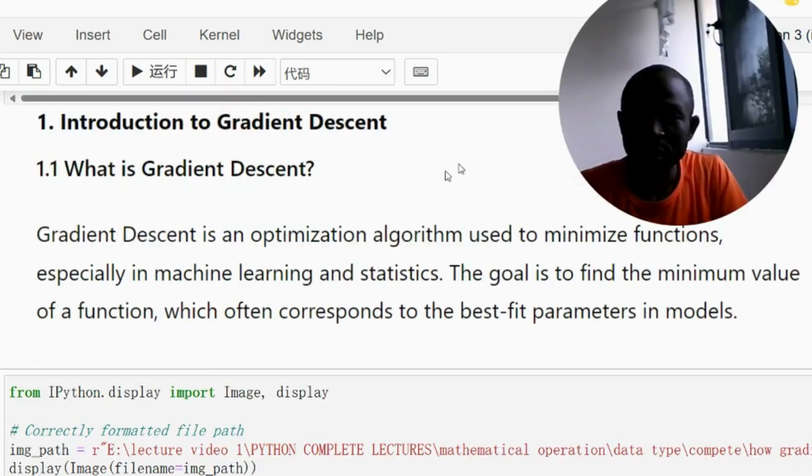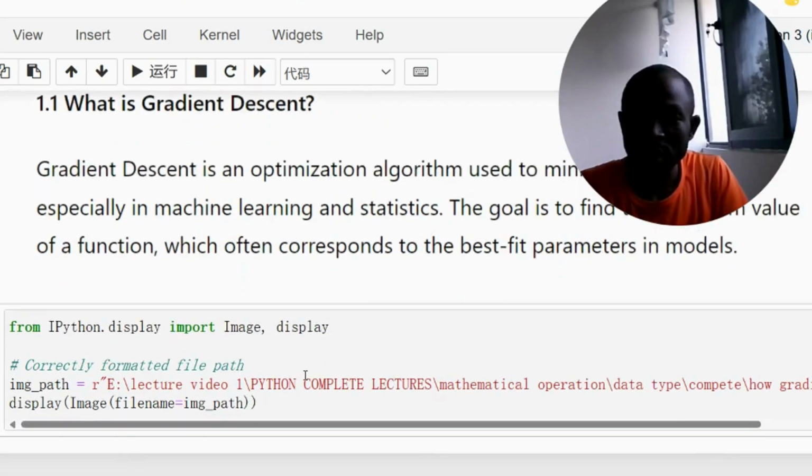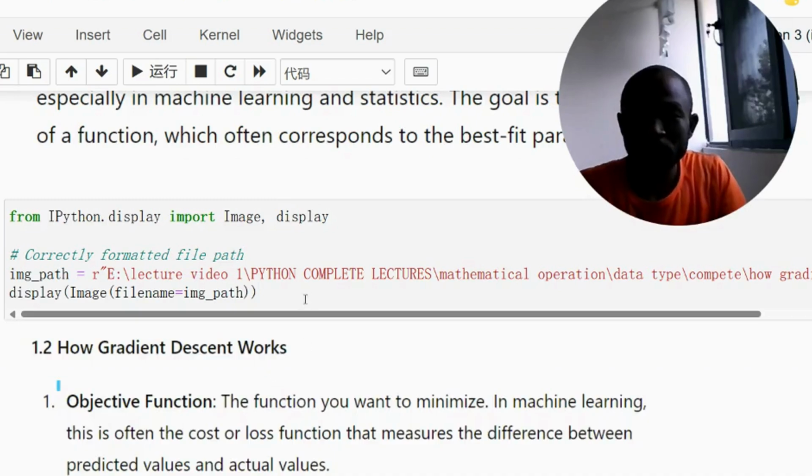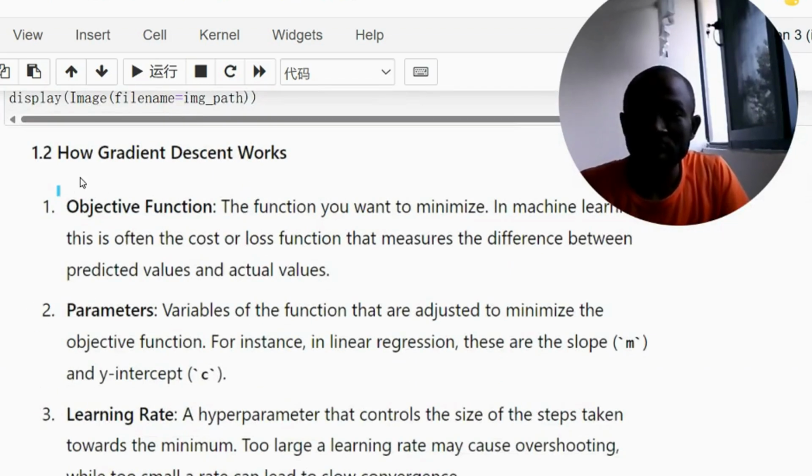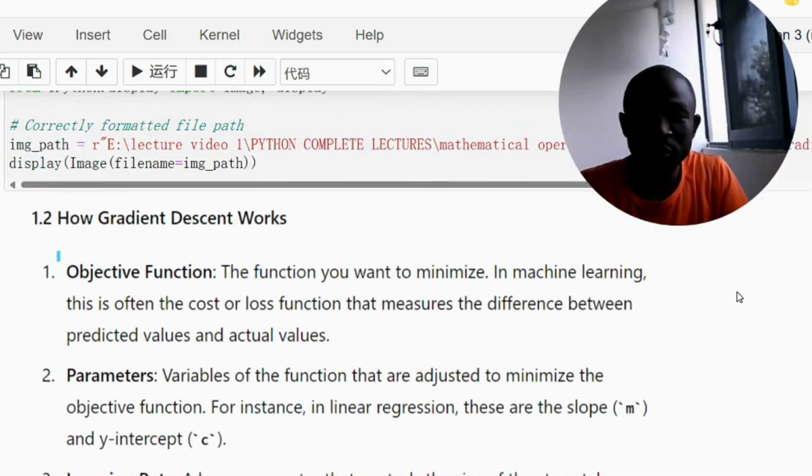After answering the definition of gradient descent, I know that your next question will be: how does gradient descent work? Let's run this program. I say that how gradient descent works starts with the objective function. Are we there? The function you want to minimize. That means you want to minimize a given function.